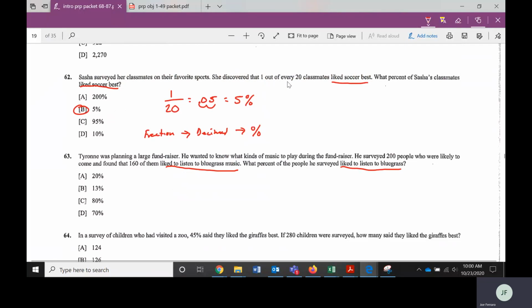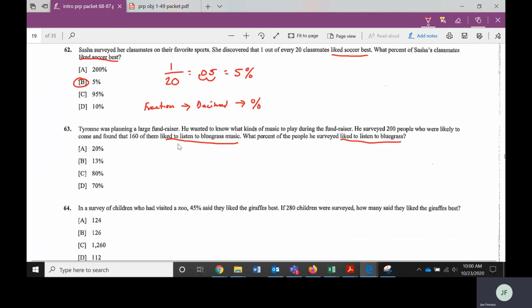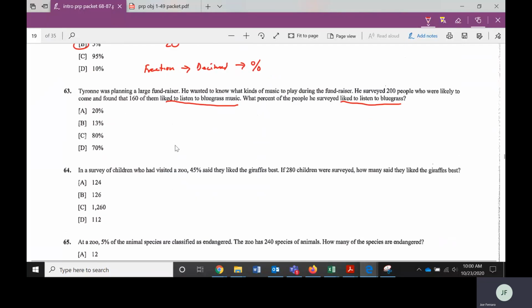So here it said 1 out of 20, so you put 1 over 20. Here they tell you what the whole number of people they asked first is 200. So that's what goes on the bottom, because they surveyed 200 people. Out of the 200, 160 liked bluegrass. So 160 out of the 200 liked bluegrass.